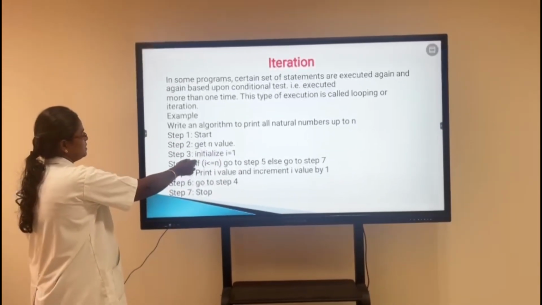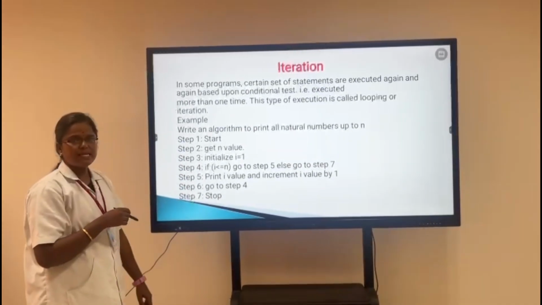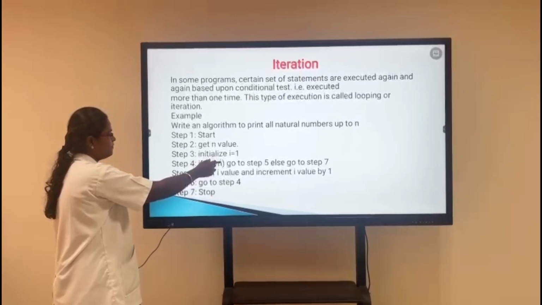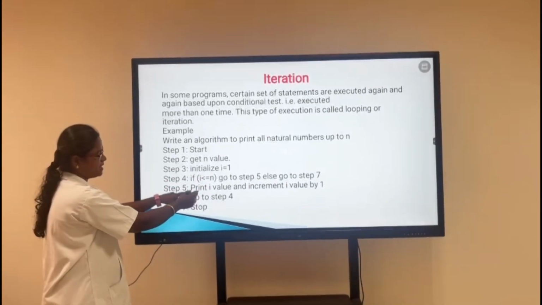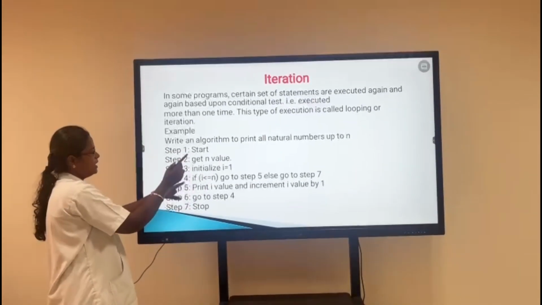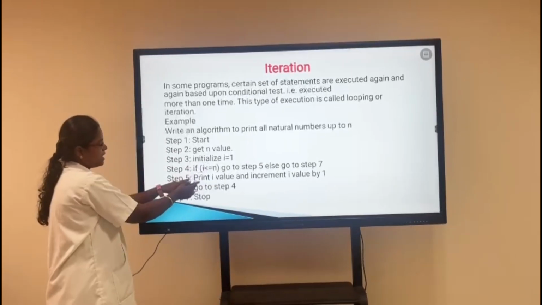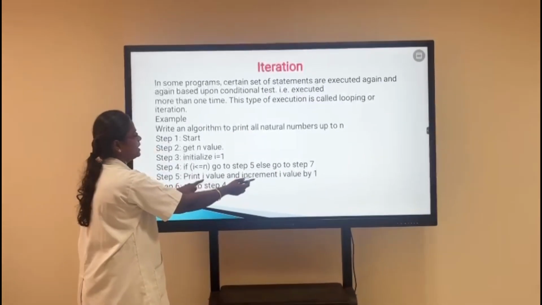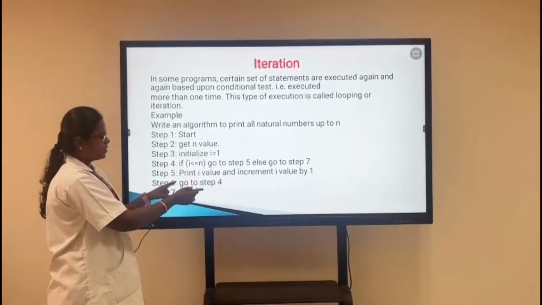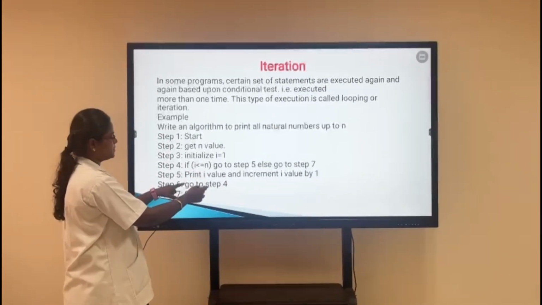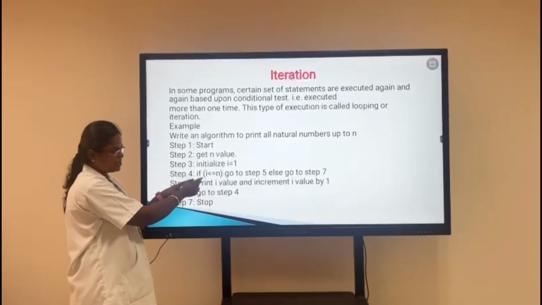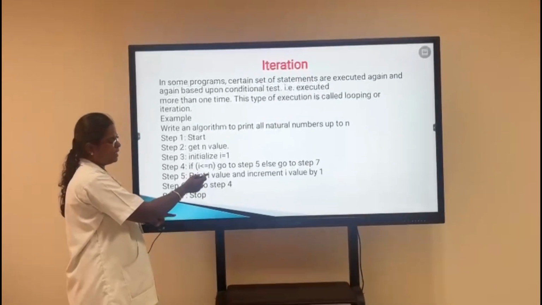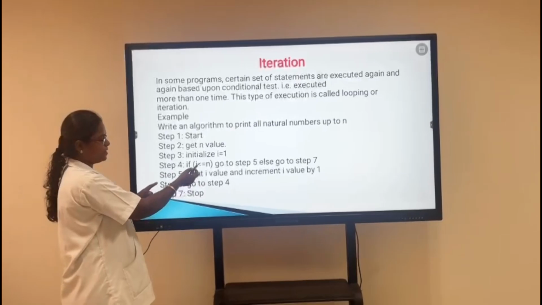And next step we are checking the condition: if I is less than or equal to n. If I is less than or equal to n, we have to go to step 5. Step 5 is printing the I value. Initially I value will be 1, and first we are printing the I value, that is 1, and incrementing I value by 1. That is, I value will be incremented to 2. After that, next step is go to step 4. Again we are checking the condition. Since I value is 2, we are checking again the condition. 2 is less than or equal to 10, or whatever number we are giving.